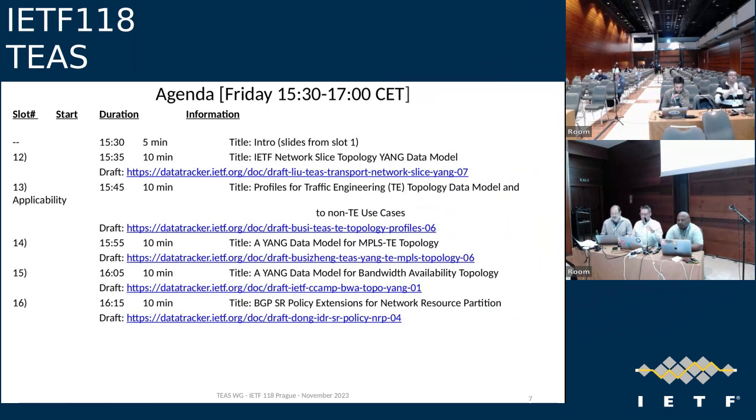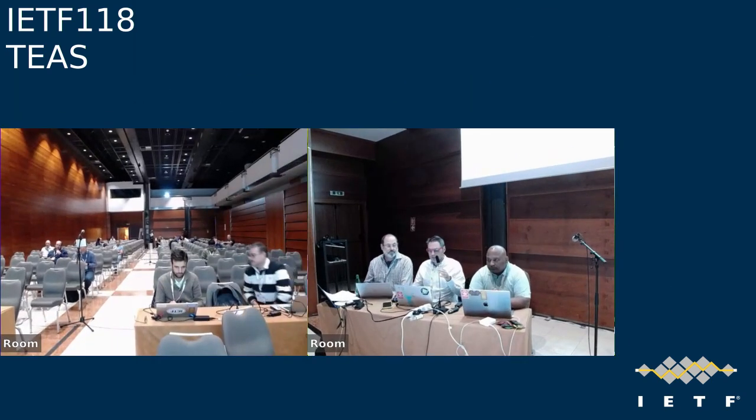We will start also with some transport slides, some IETF slides or RFC slides, whatever slides we use. And then we will move on to some additional documents covering the MPLS topology and the document coming from CCAMP, and some segment routing policy extensions for the network slice partition. So we can start now.